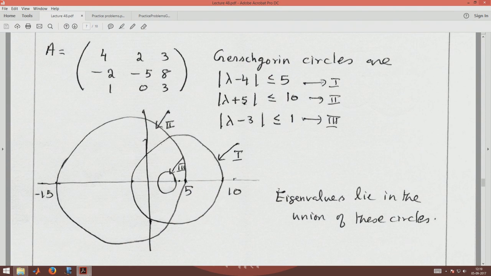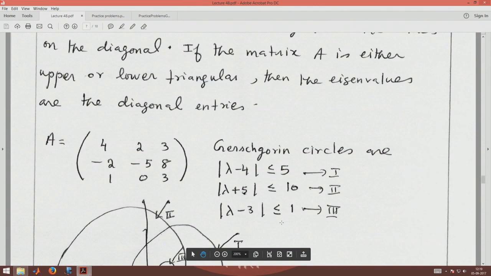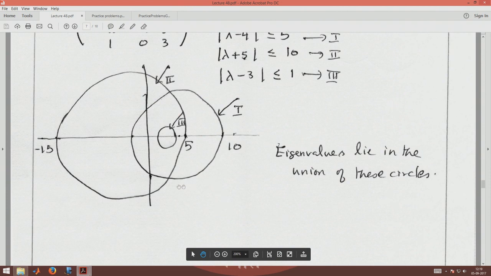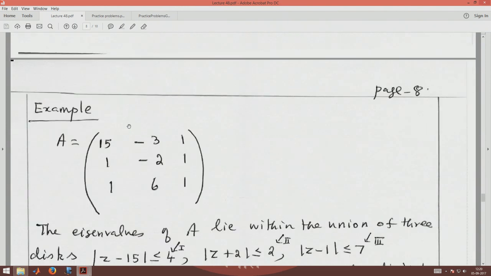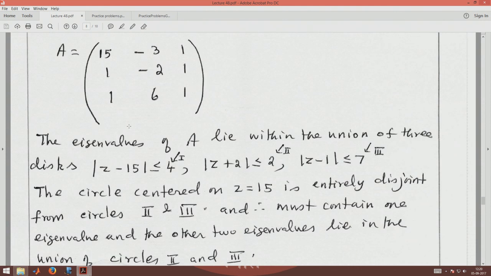So, these are the 3 circles and the eigenvalues of this given matrix lie within the union of these 3 circles. So, you just plot these circles, because you know the centers of the circles are going to be respectively 4, minus 5 and 3, and the radii of the circles are going to be 5, 10 and 1 respectively. So, plot the circles in the complex plane and you know the eigenvalues of the given matrix lie within the union of these 3 circles in this case.